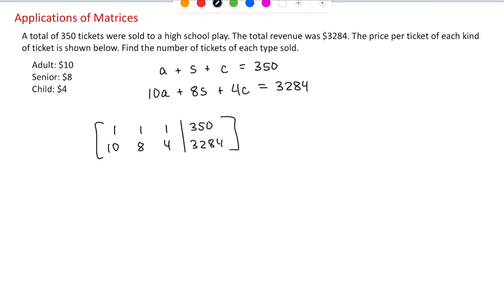So either this will be inconsistent or we are going to have infinitely many answers. I'm going to go ahead and do this one by hand. I'm going to multiply the top row by negative 10 and add it to the second row. This is going to give me a new matrix. Now I'm going to multiply the bottom row by negative 1/2.